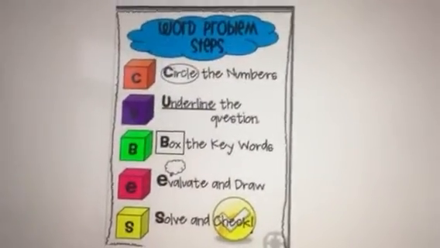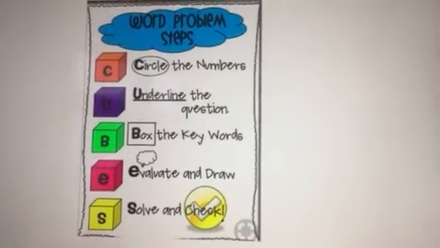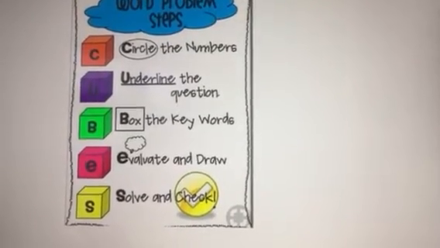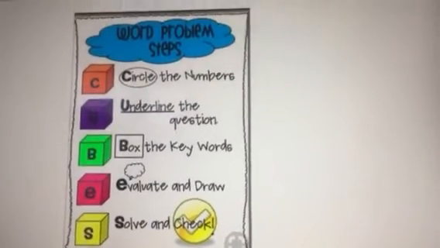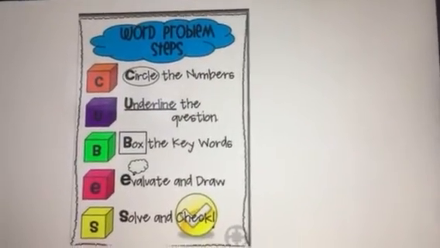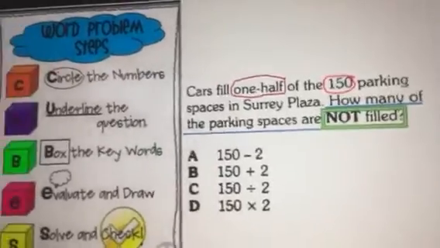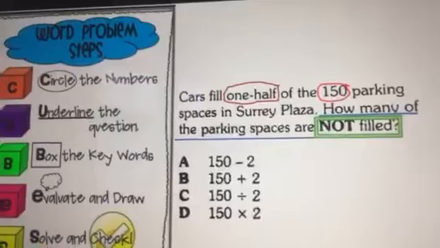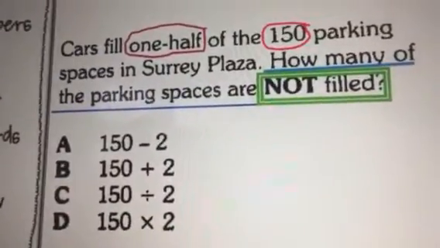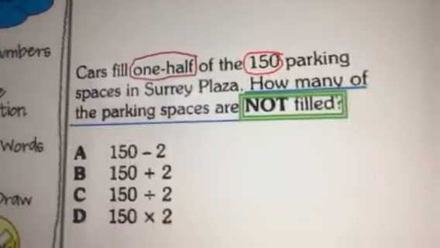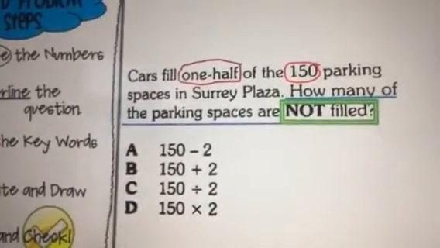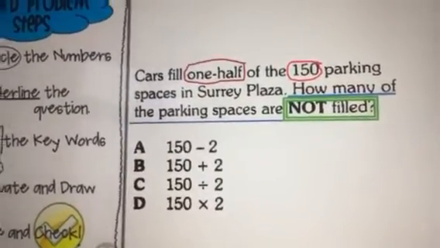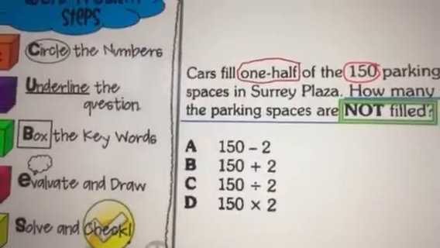Here we're going to use our word problem steps. In thinking about this, we're going to go through the word problem and circle the numbers, underline the question, and box the keywords. That way we have a system that helps us solve these problems. Take a look. So one, we're going to circle the numbers. Remember, sometimes the numbers are written out, like 1/2 is written out in this example, and sometimes they're in digits. Either way, circle the numbers. Look for the numbers. Some are hidden in words. So 1/2 and 150 are our numbers that we have circled here.